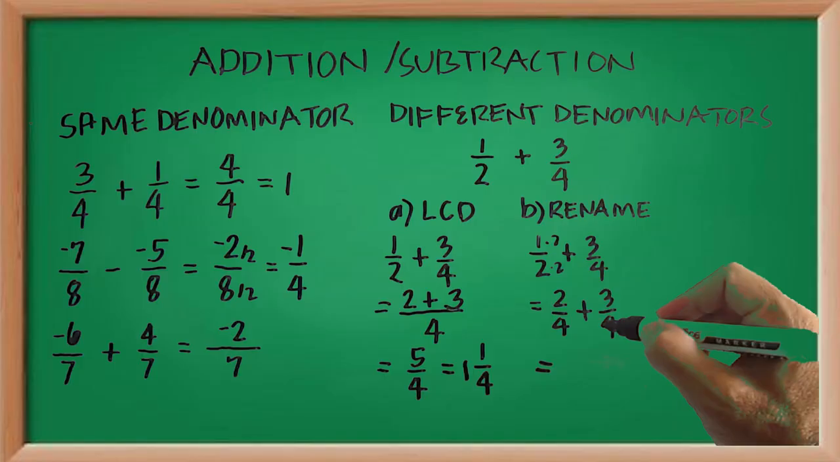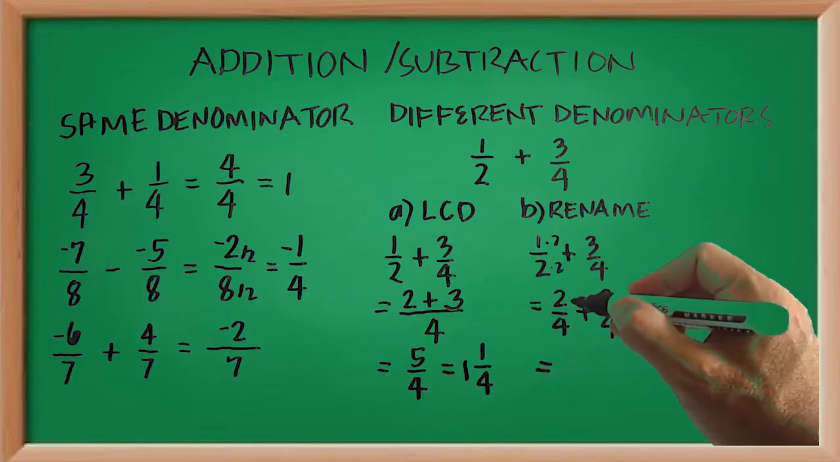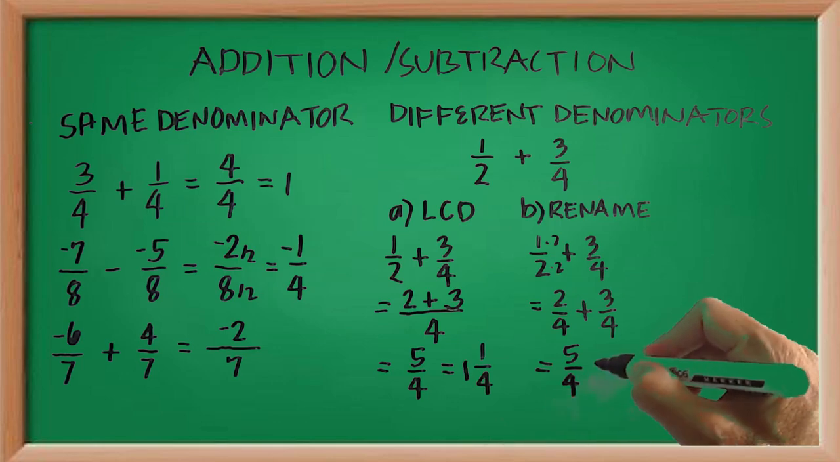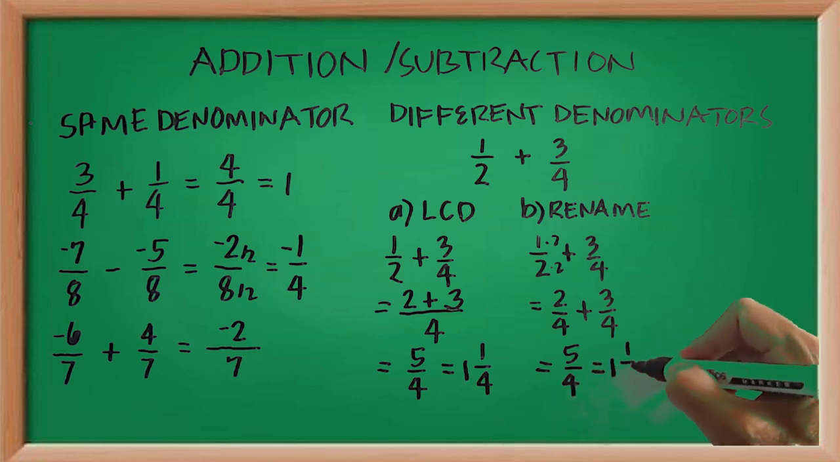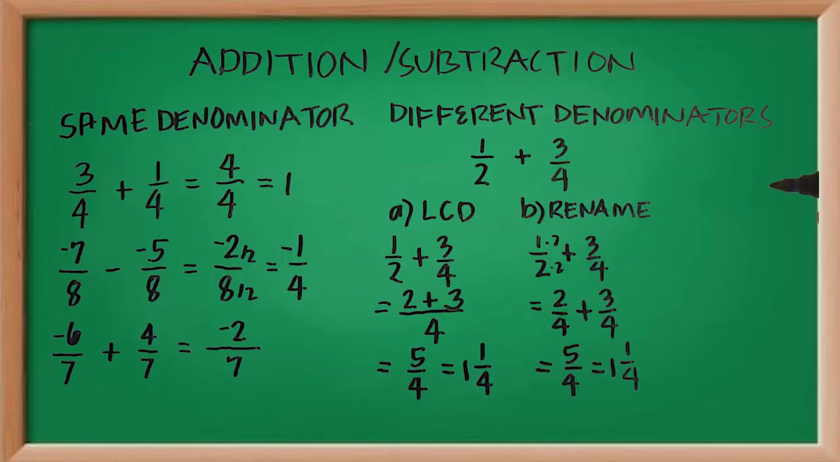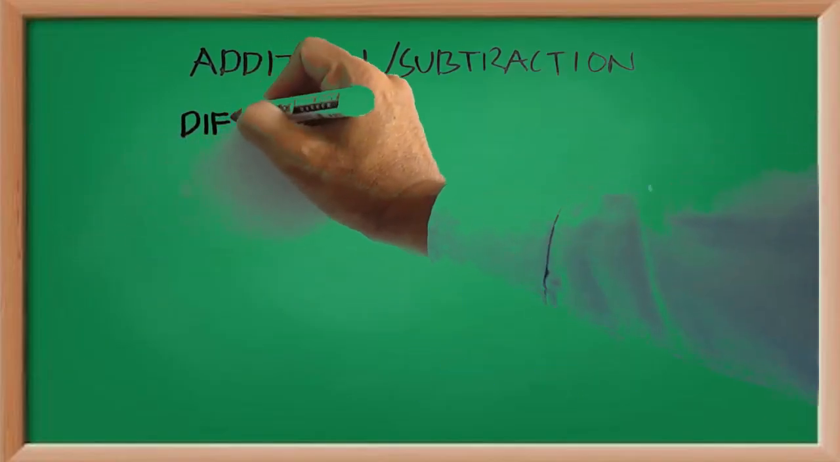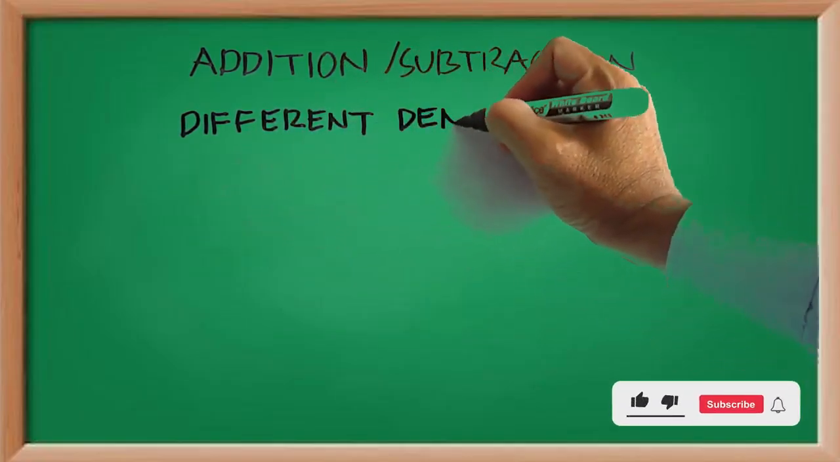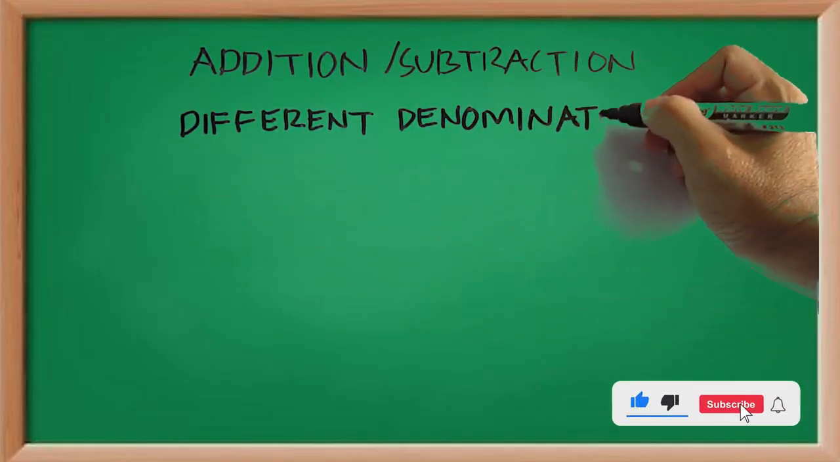Note that they already have the same denominator. So 2 plus 3 is 5, and copy 4. This is also equal to 1 and 1/4. It's up to you to choose what is convenient for you. Now more examples in addition and subtraction of rational numbers in fractional form, with different denominators.